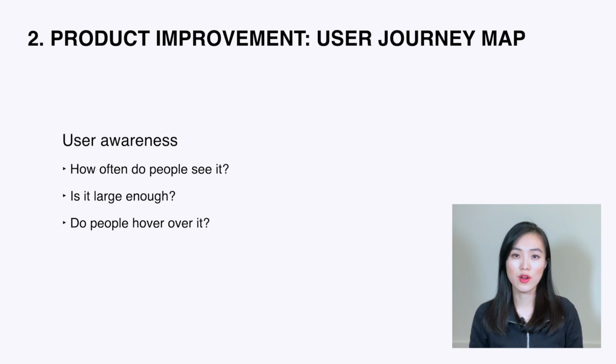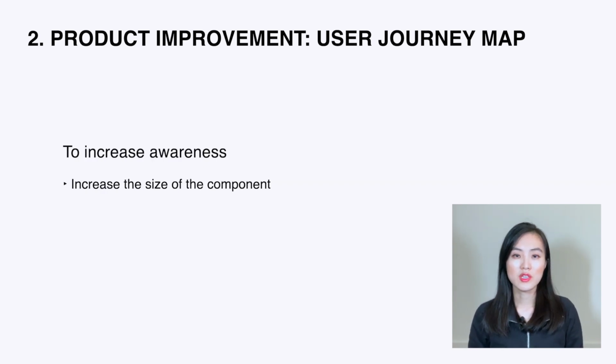Is the surface area large enough? Do people hover over the component? Some ideas we may use to increase people's awareness. One is to just increase the size of the component and the button. The larger the component, the higher chances people will see it.